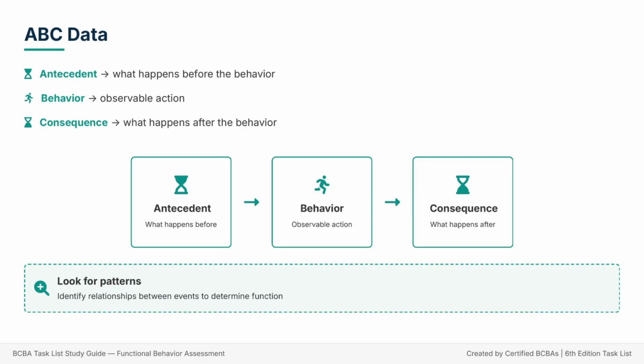The primary tool used in descriptive FBA is ABC data. It involves 3 key elements, which are antecedent, which is what happens before behavior; behavior, which is the observable response; and consequence, which is what happens after. By collecting repeated ABC observations, we can identify patterns that suggest function. But here's the key limitation: ABC data shows correlation, not causation. And that distinction is critical for the exam.